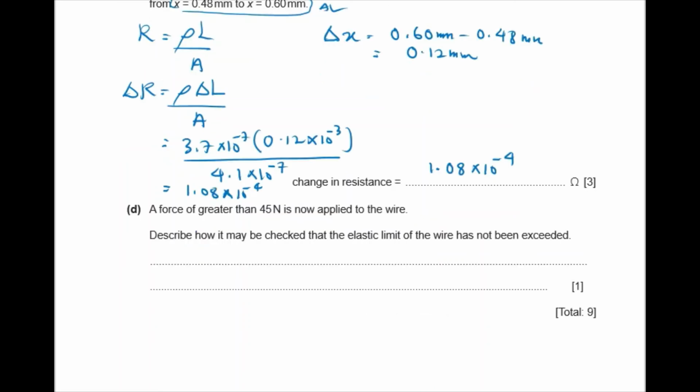D. A force of greater than 45 Newton is now applied to the wire. Describe how it may be checked that the elastic limit of the wire has not been exceeded. Okay, so how to check the elastic limit? If you want to check the elastic limit, when the force is removed, the wire can return to its original length. So if the wire can return to its original length after the force is removed, meaning the elastic limit has not been exceeded.